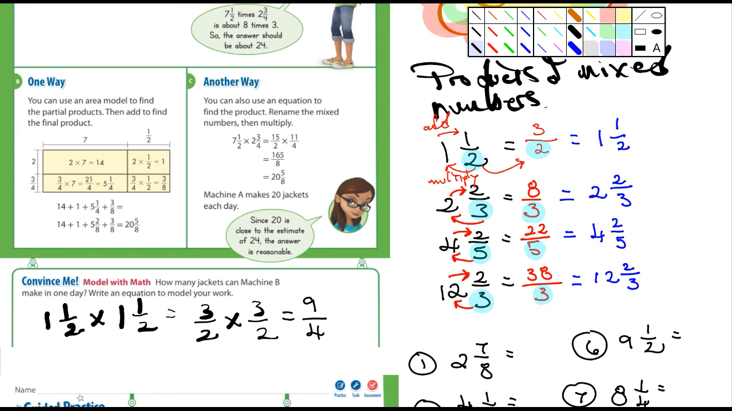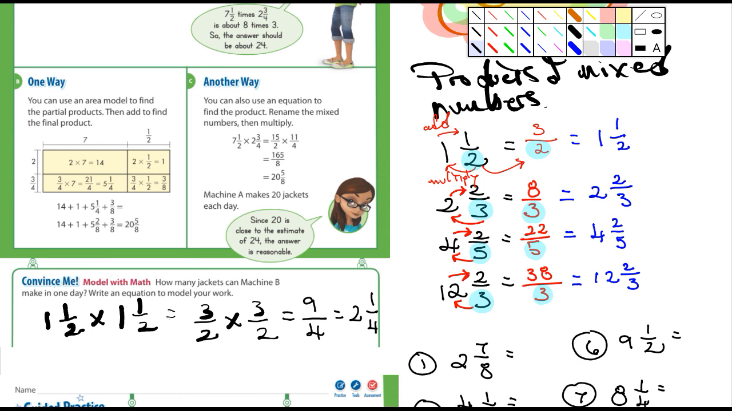So the answer is an improper fraction. Now I could convert that into a mixed number. 4 goes into 9, what? Twice, with 1 left over. 2 1/4. All right? So 1 1/2 times 1 1/2 is 2 1/4.